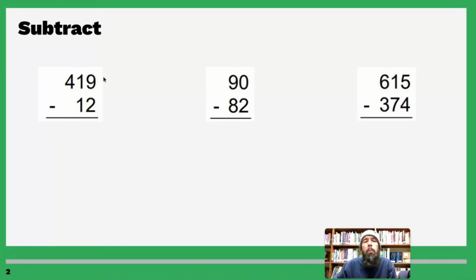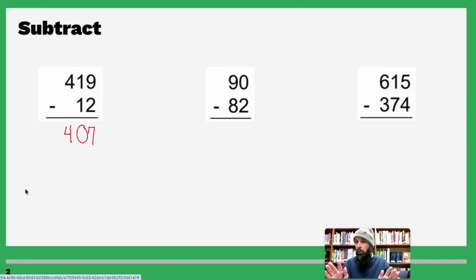I don't know. But let's go to the ones place value, which is the one all the way to the right, and we're going to start out by doing 9 minus 2. 9 minus 2 is 7, so drop down the 7. Nothing crazy about that. Go to the tens place value. 1 minus 1 is 0, so put 0 down there. Go to the hundreds place value where the 4 is, and 4 minus no number is just 4. So 419 minus 12 is 407. Nothing to lose sleep over.